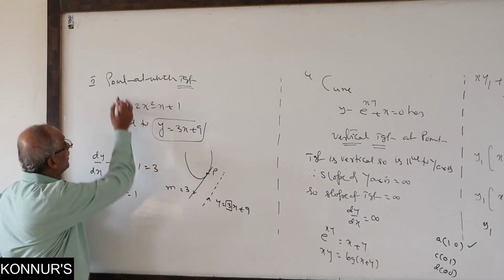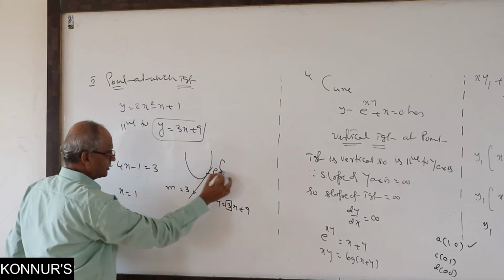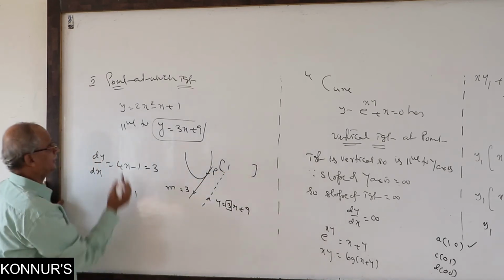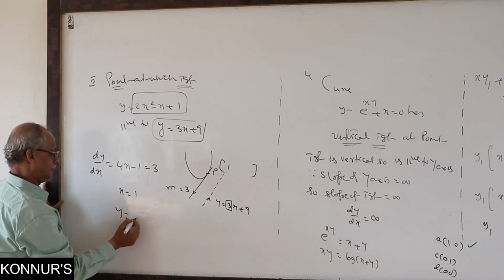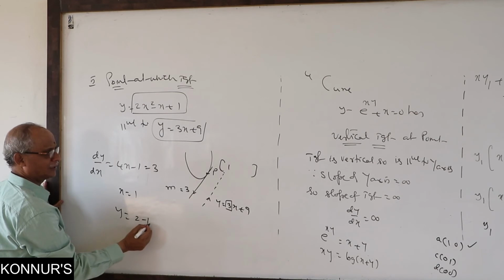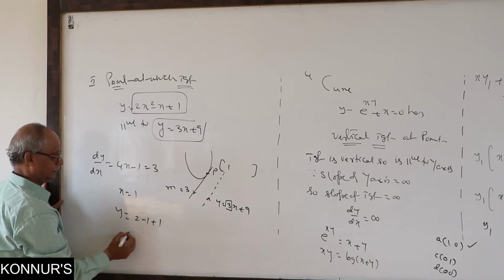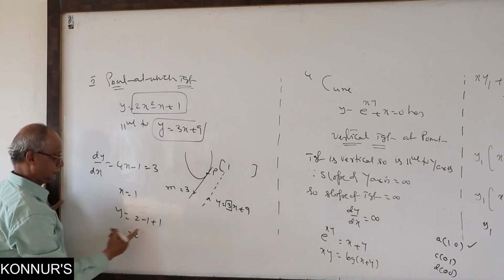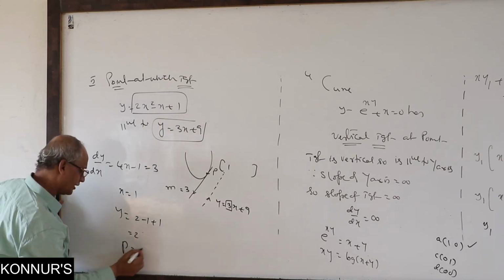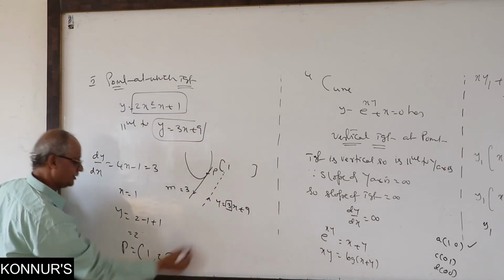We want to find the point. Now you have the x coordinate. How to get the y coordinate? Write it down in the problem. What is the y value? 2. 1 cancels. Therefore 2. 1 cancels. 2. What is the point you got? 1 comma 2 is the answer.